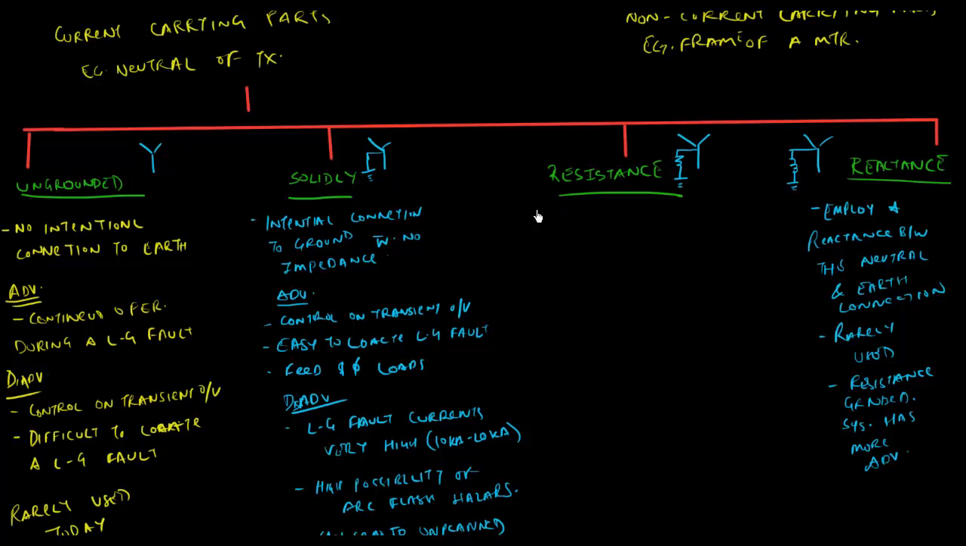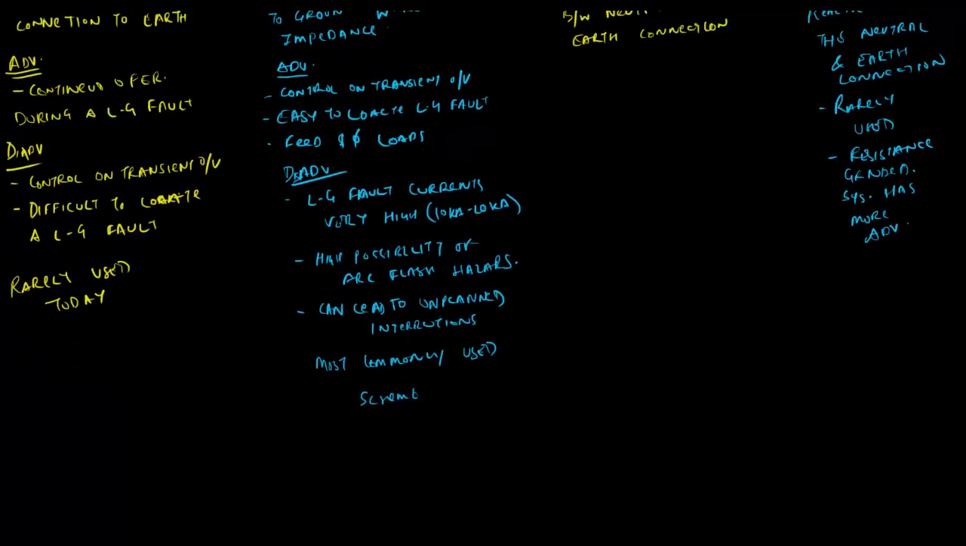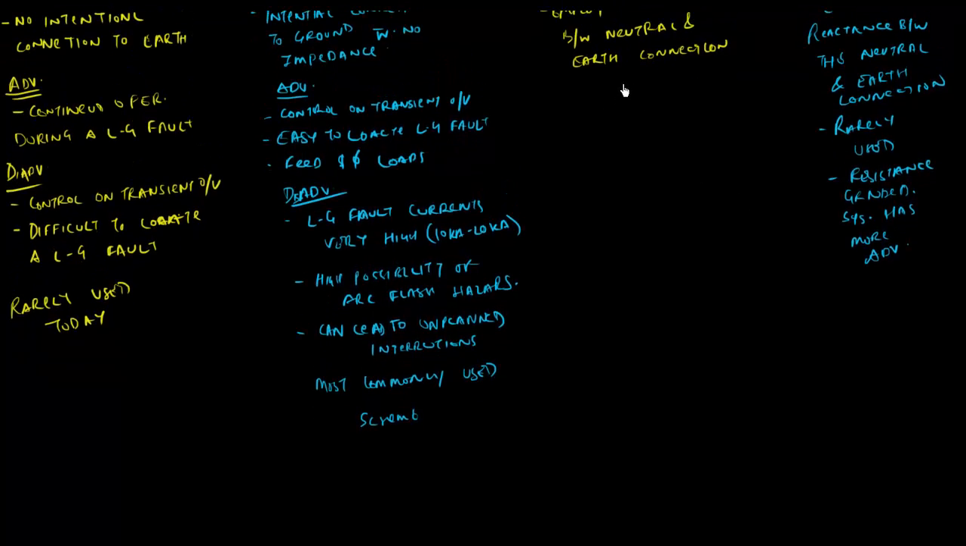Resistance grounded schemes, they will employ a resistance, as the name suggests, between neutral and earth connection, as we've shown here, right? The resistance grounded system can further be divided actually into a high resistance grounded system or a low resistance grounded system.